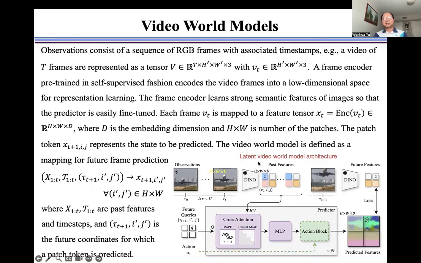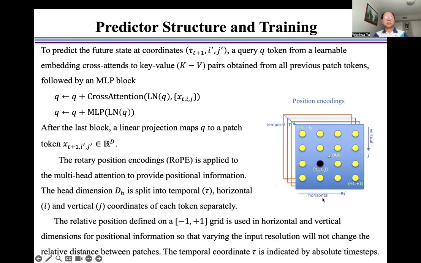As shown here, this is a latent video world model architecture. This is a frozen DINO model. This is the predictor. We use a Q sampled from future queries, K and V sampled from outputs of the DINO model, and then we condition on this action to predict the output in the latent space.